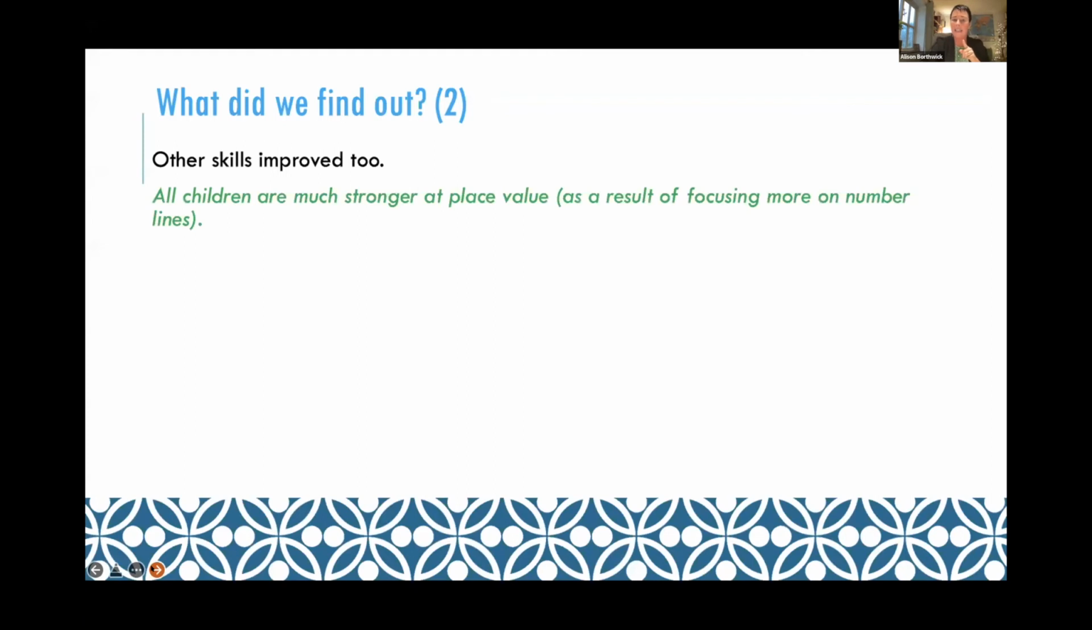Hadn't expected this. One of the teachers said, right, they're all now better at place value. And we said, really? She said, yep, as a result of doing that number line task. She said, I thought they knew number lines. Now I realise they didn't.